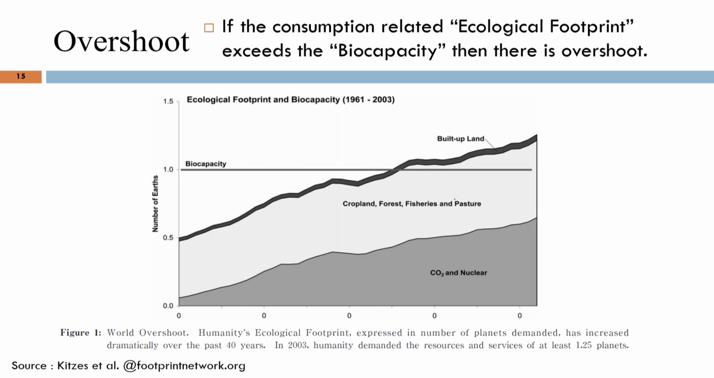Similarly, cropland and forest are also growing, and carbon dioxide land and nuclear has also grown exponentially from 1961 to 2003. It is expected that it will keep growing. So, in that case, mitigation of CO2 and reduction of the consumption or recycling, so that we do not have to rely on creating more and more resources, is what is suggested for moving towards a sustainable trajectory in terms of consumption of land resources.